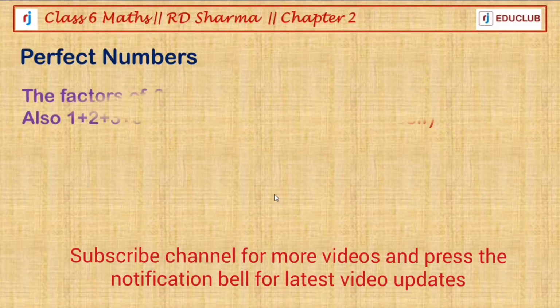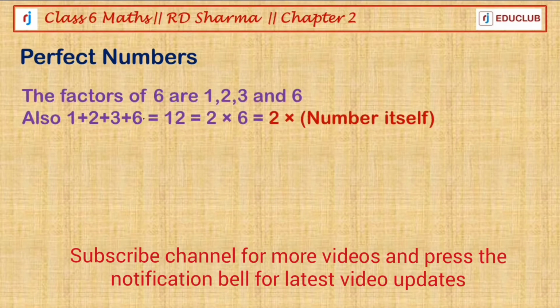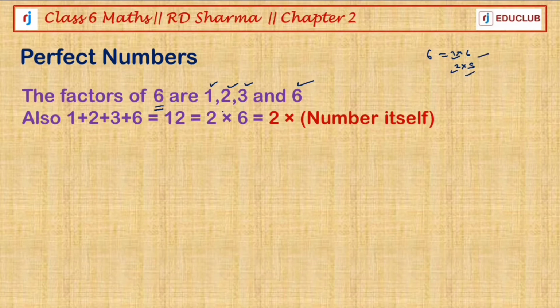Now perfect numbers. Let us see one example. 6. The factors of 6 we can find out. The factors of 6 are 1, 2, 3 and 6. 6 is equal to 1 into 6, 2 into 3. So 1, 2, 3 and 6 are the factors of 6. When we sum these factors 1 plus 2 plus 3 plus 6, we get the result 12, which is 2 multiplied by the number itself.